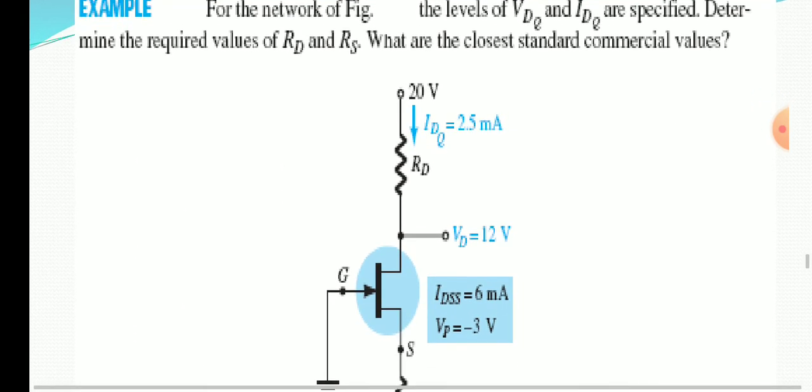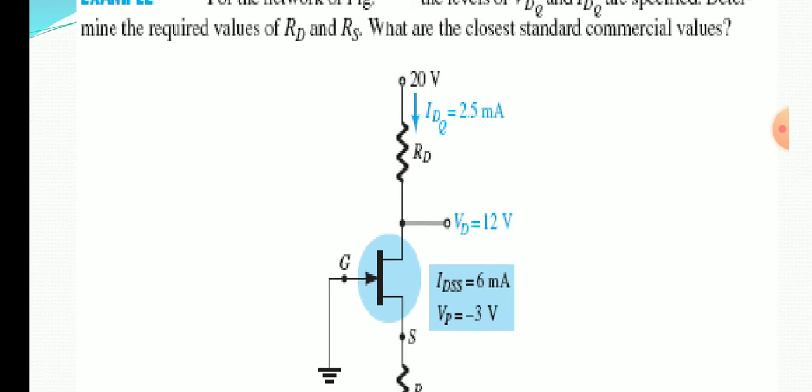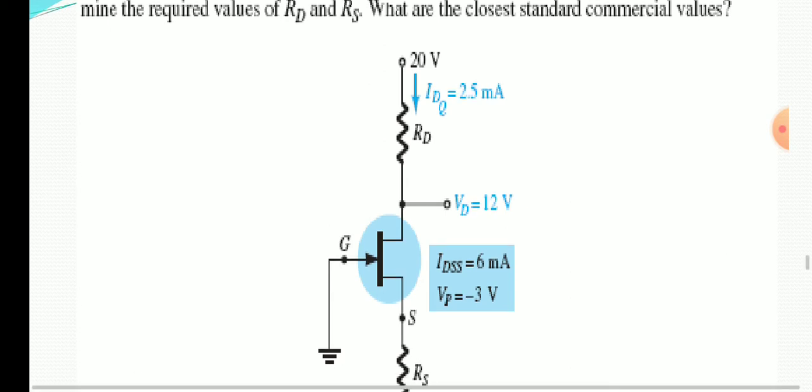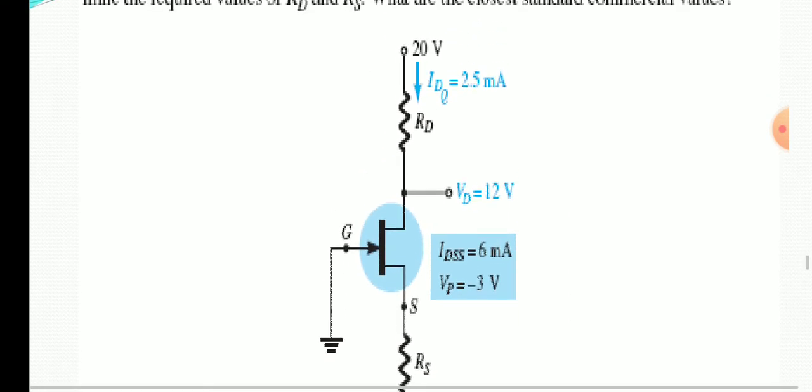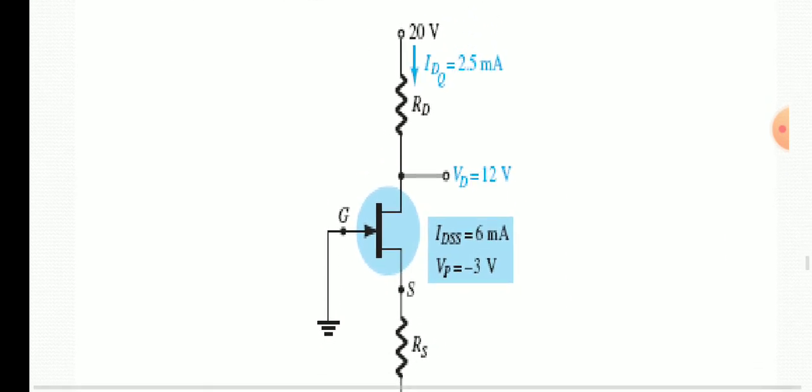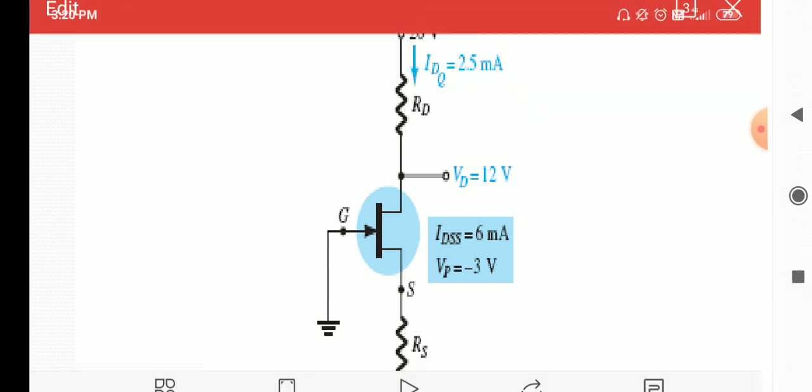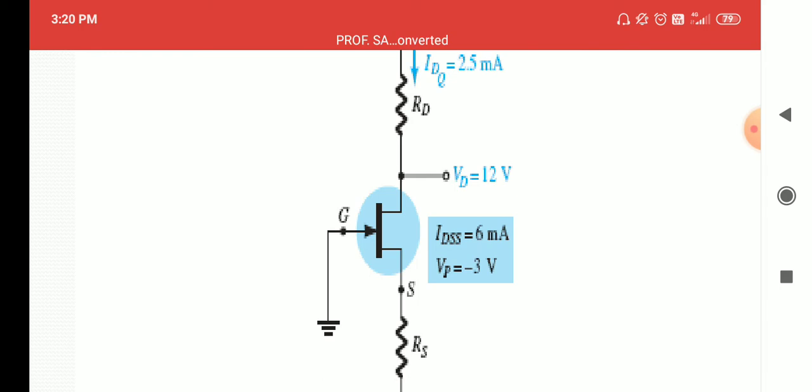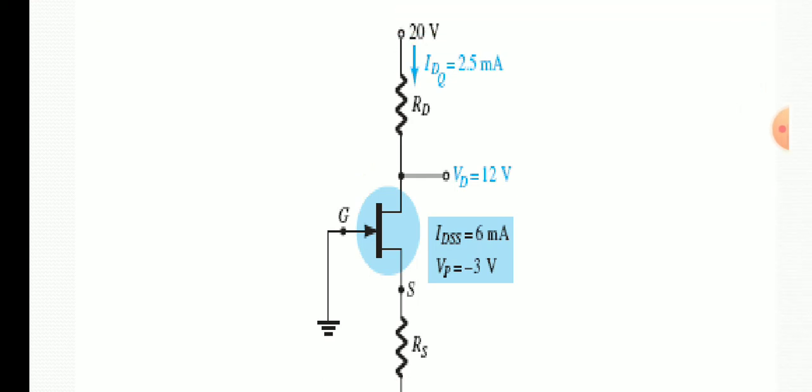Determine the required value of RD, RS. What are the closest standard commercial values? So this is a design type of numerical. Here we have to calculate the resistance values RD, drain resistance, and RS, source resistance. The internal parameters are given: IDSS is 6 milliampere and pinch-off voltage is -3 volt. So you can say this is a numerical of JFET or depletion type MOSFET.